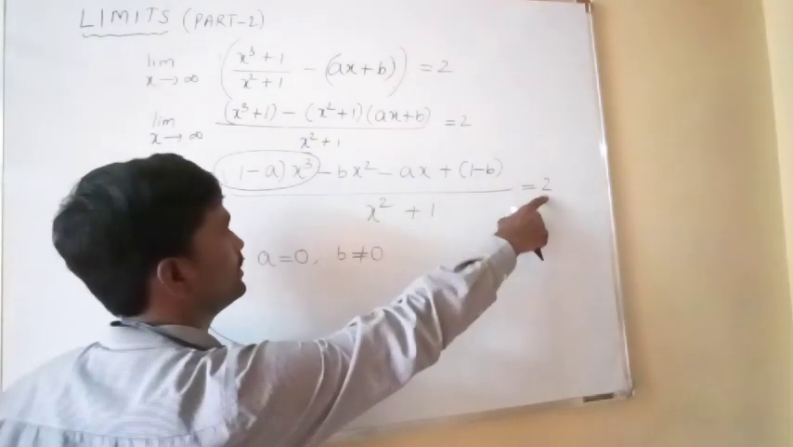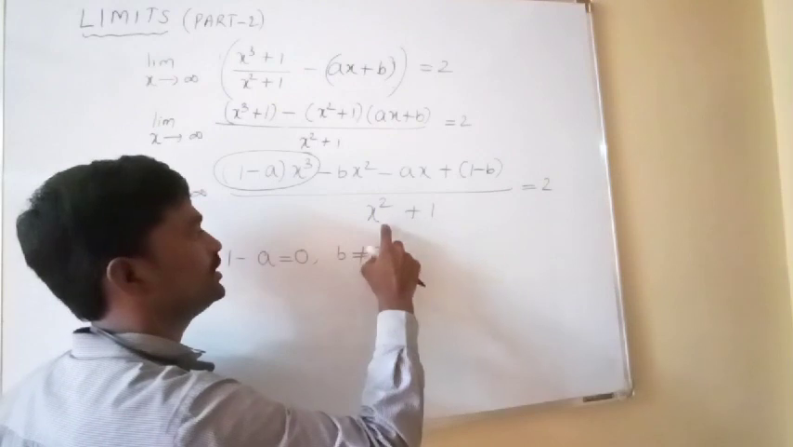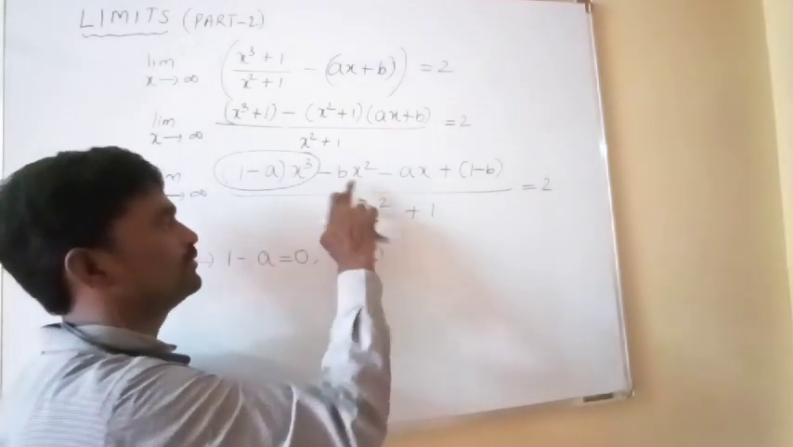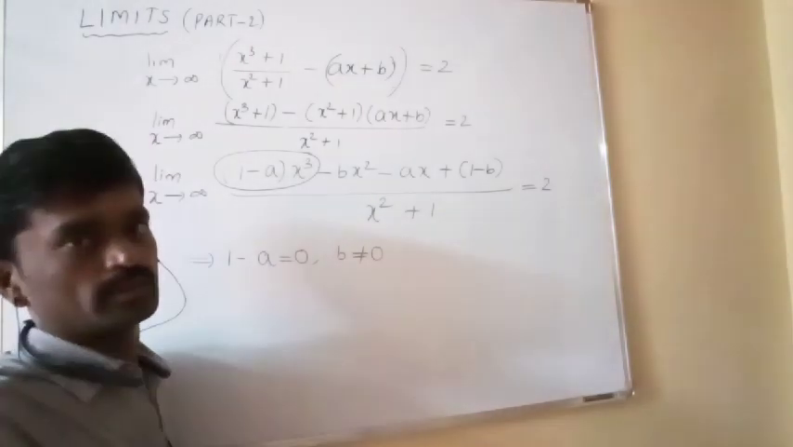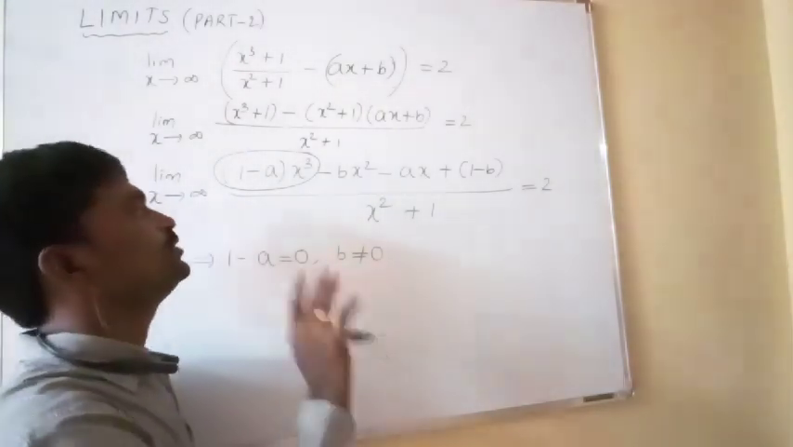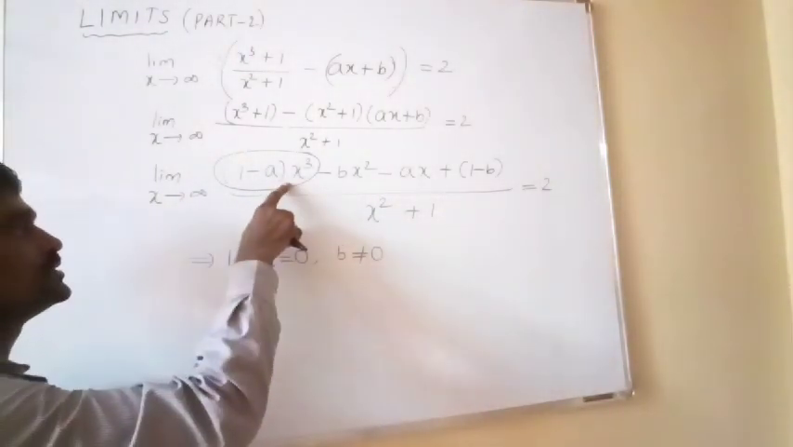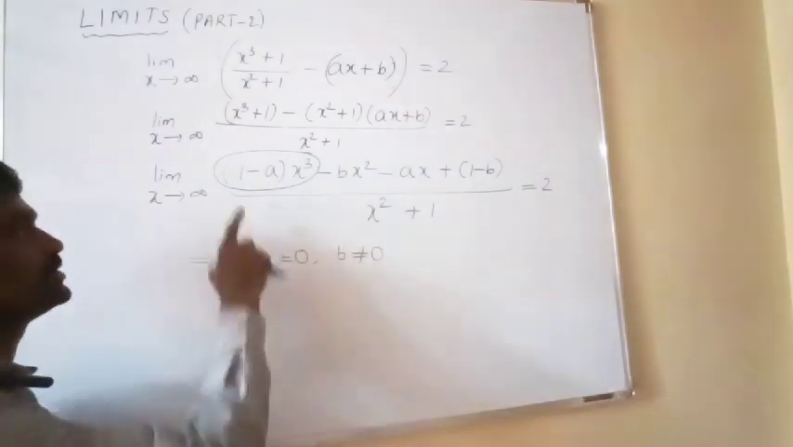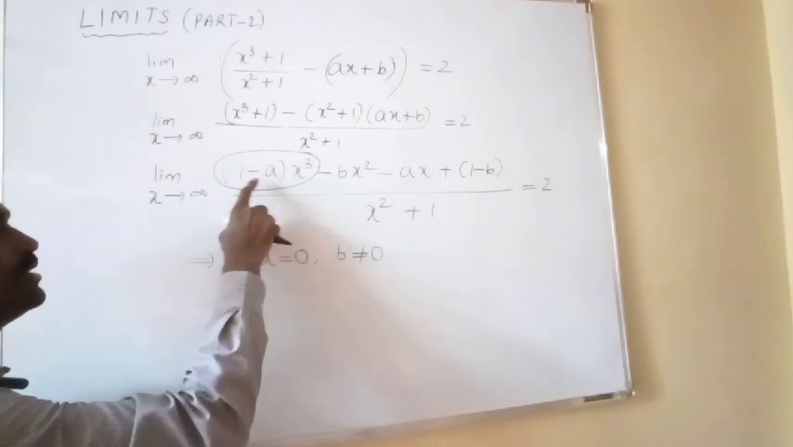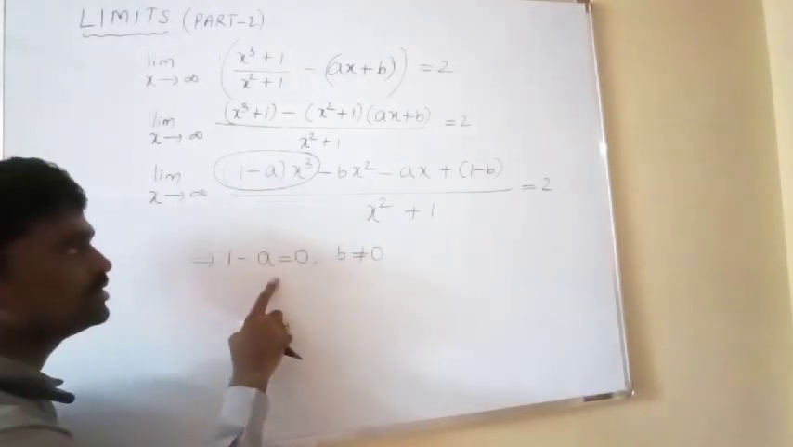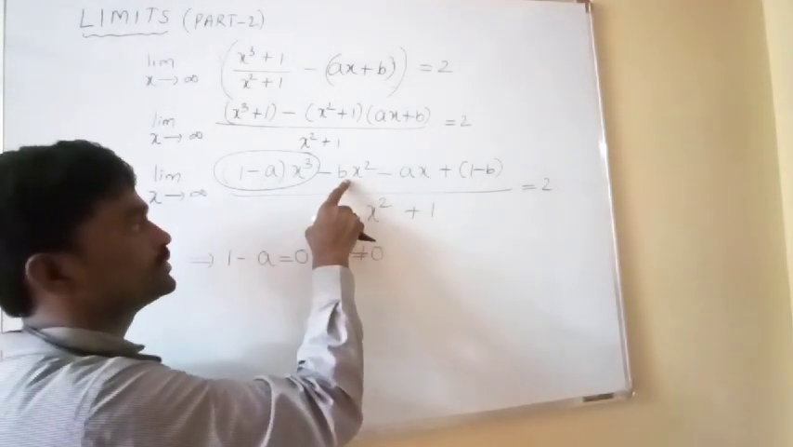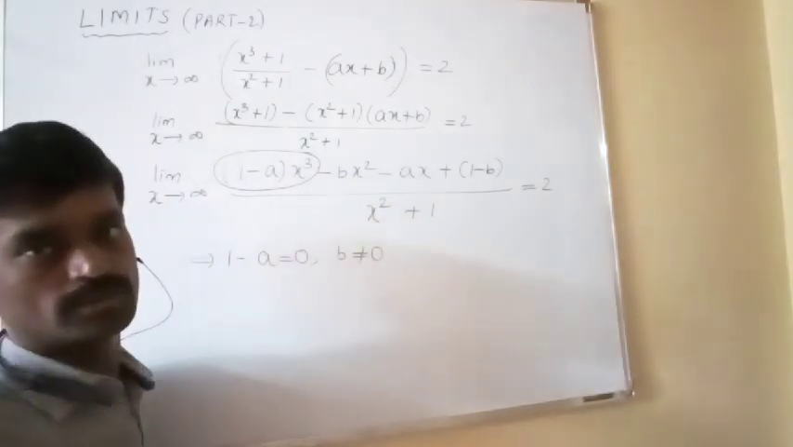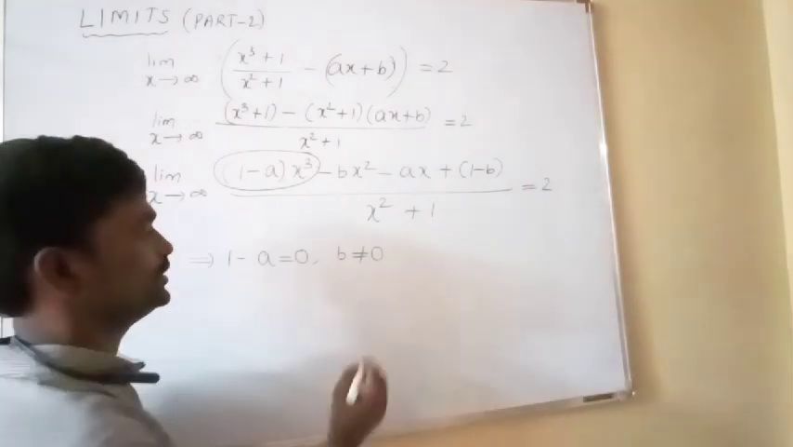So we get a non-zero real number if the degree of numerator and degree of denominator are the same. Here the degree of denominator is 2, so the degree of numerator must also be 2. So this x cube term should be absent and the x square term should not be absent. That's why the coefficient 1 minus a must be equal to 0, and the x square term should not be absent means its coefficient minus b should not be equal to 0, or b not equal to 0.